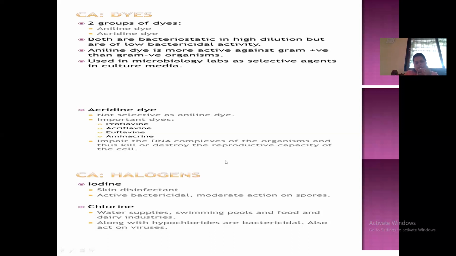Next is halogen. Halogens, as you know, are groups such as iodine and chlorine. These are certain halogen groups.